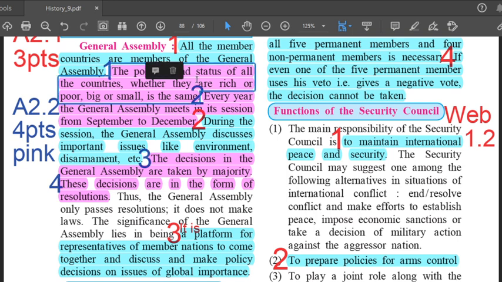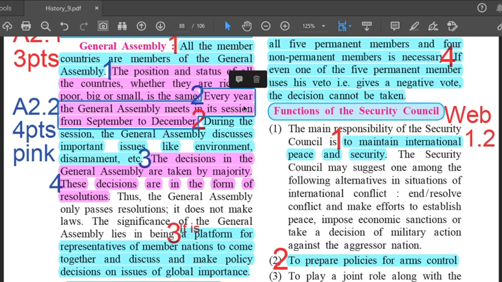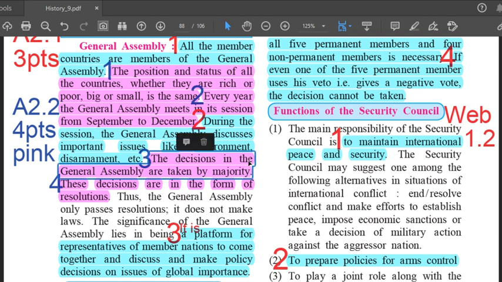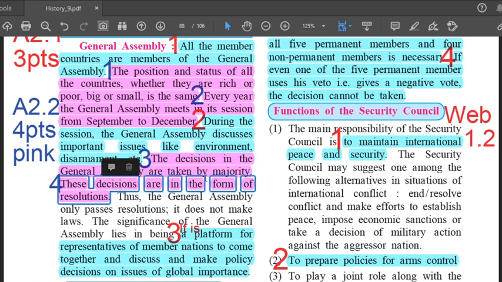The position and status of all the countries, whether they are rich or poor, big or small, is the same. Next line is your second point. Every year the General Assembly meets in its session from September to December. Leave 2 lines after that. See the third line, that's your third point. The decisions in the General Assembly are taken by majority. Fourth and the last point, these decisions are in the form of resolutions. So this is answer 2.2, 4 points, and the answer is highlighted in pink color.